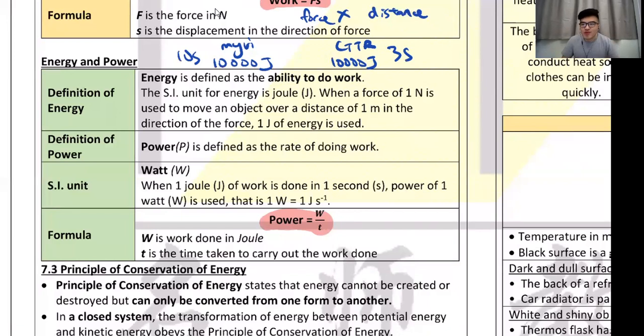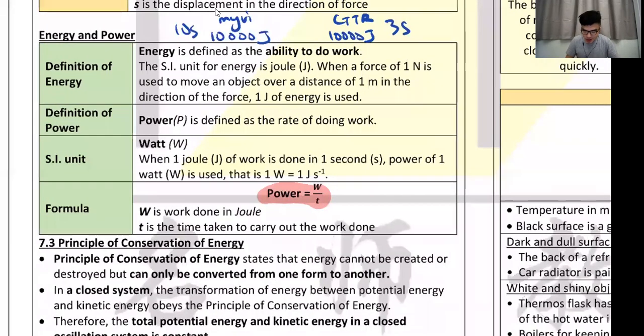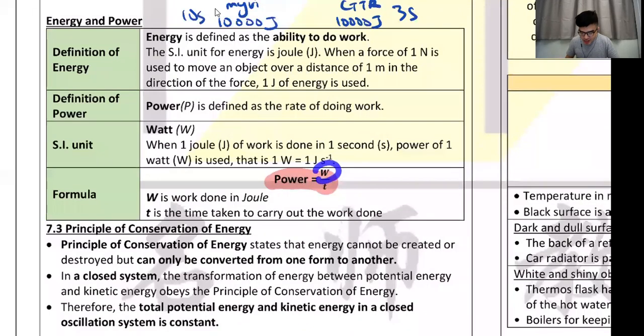Myvi, you can at most go 160, 170. GTR can easily go 300. Okay, I mean, if you have the skill to drive it. That's a very different story. All right, so that's why work or energy divided by time, you will get power. Power is what we measure.